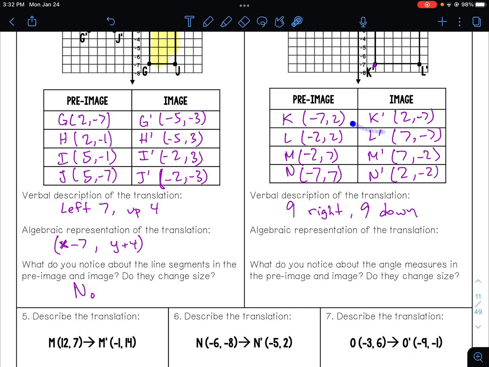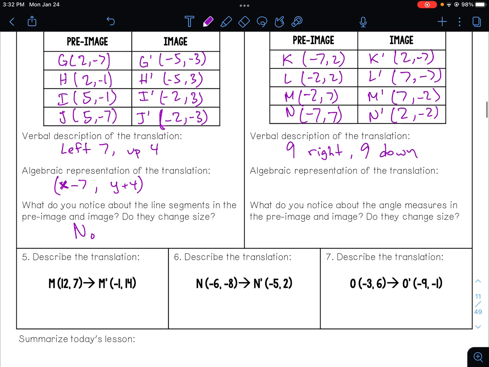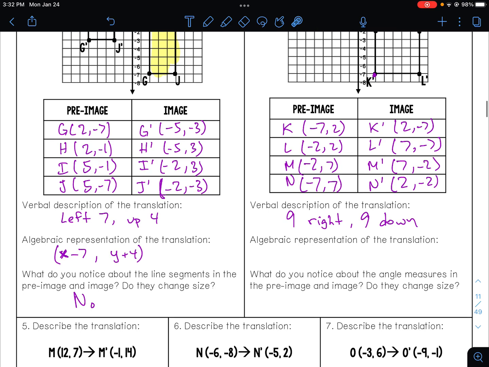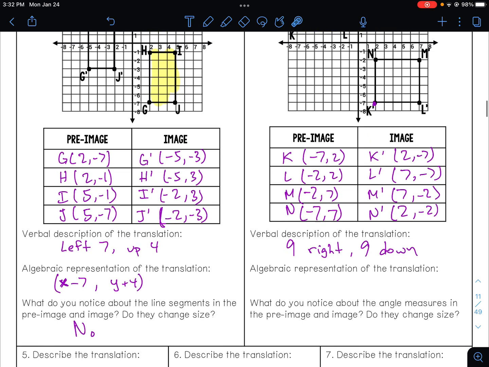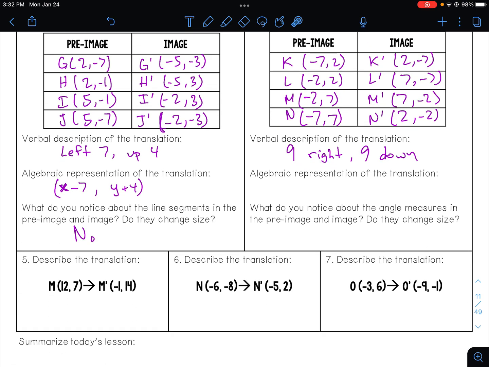How much is it going down by? 2 minus what equals -7? Well, 2 minus 9. And that's how we could have figured it out. Rather than actually looking at each point, you could have just looked at one set of points and then figured out the rest of them by adding 9 to the x's and subtracting 9 from the y's. So the algebraic representation is x plus 9, because it's moving to the right, and y minus 9.